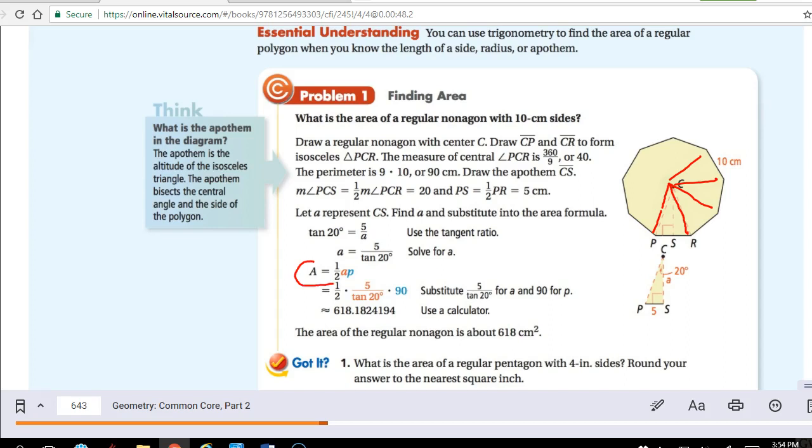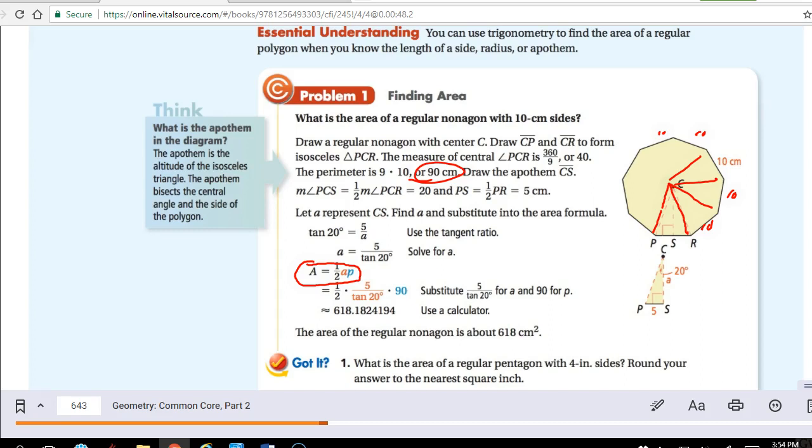The formula that we've used before is that the area is 1/2 A P, where A stands for the apothem, and P stands for the perimeter. Well, if each side is 10, then that's 10, and that's 10, and that's 10, and that's 10, all the way around. So that would be a total of 90 centimeters for the perimeter, okay?